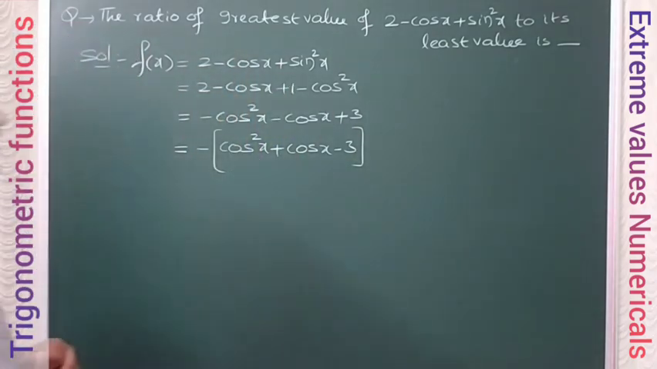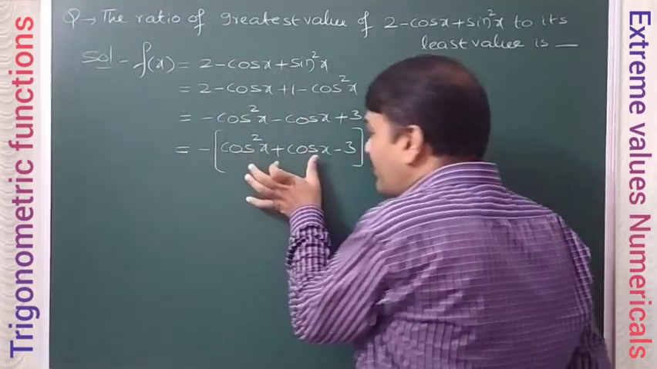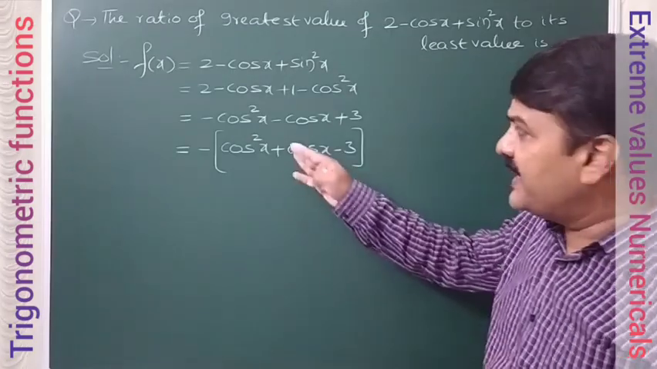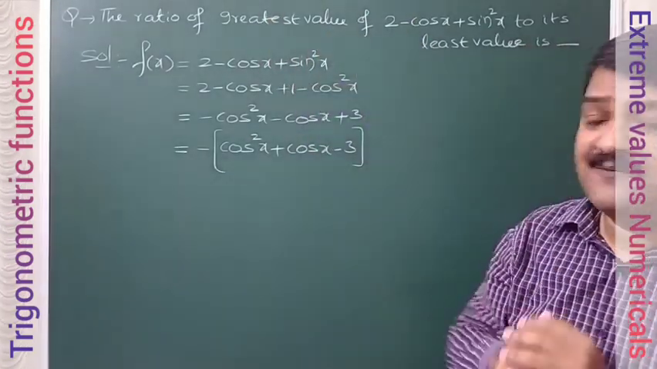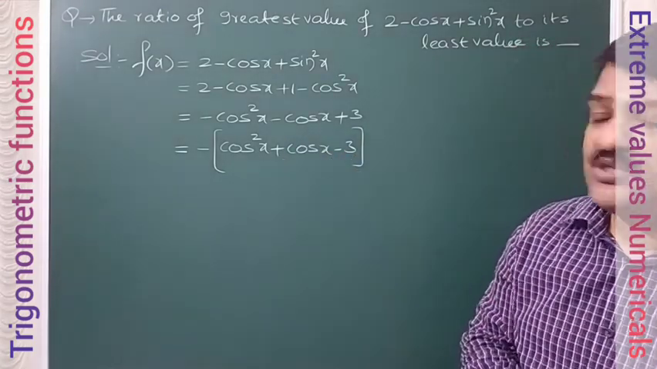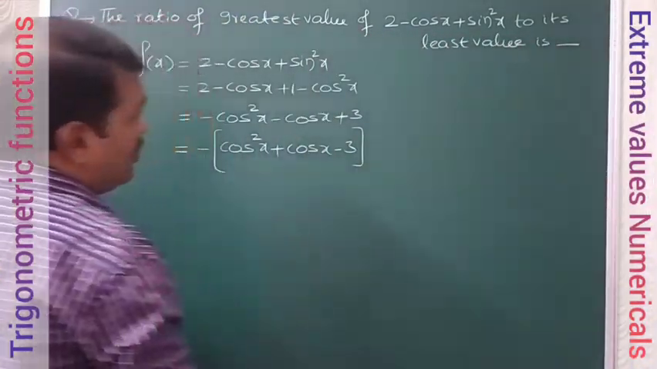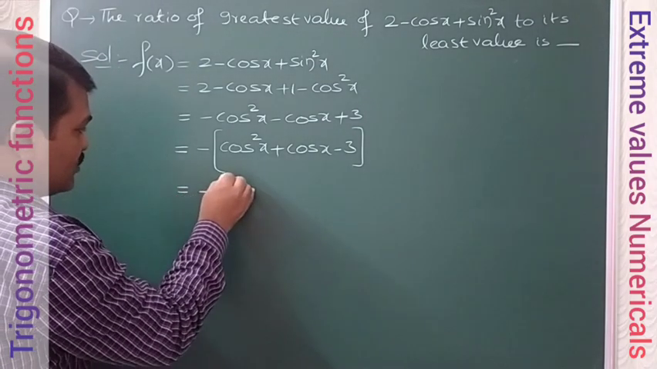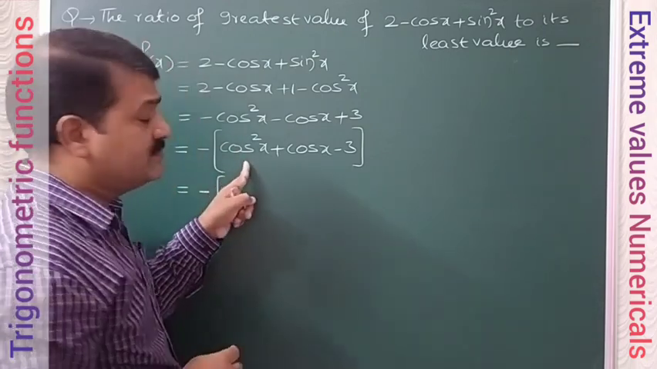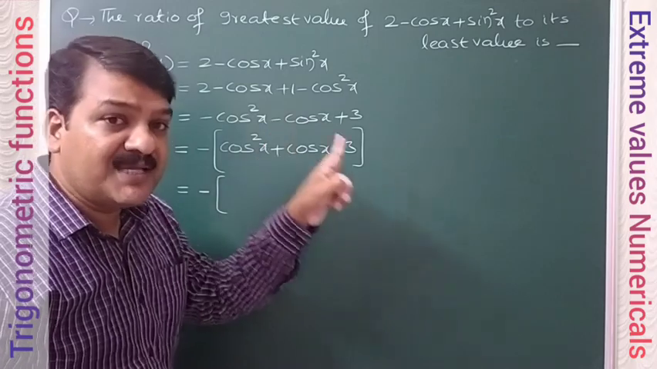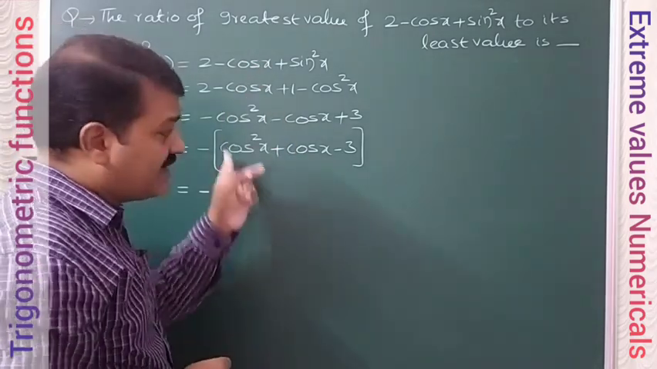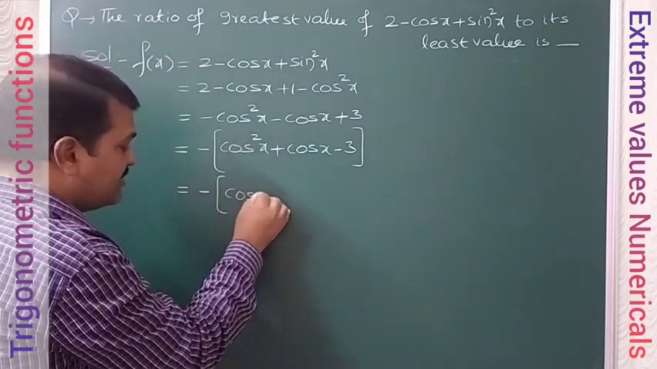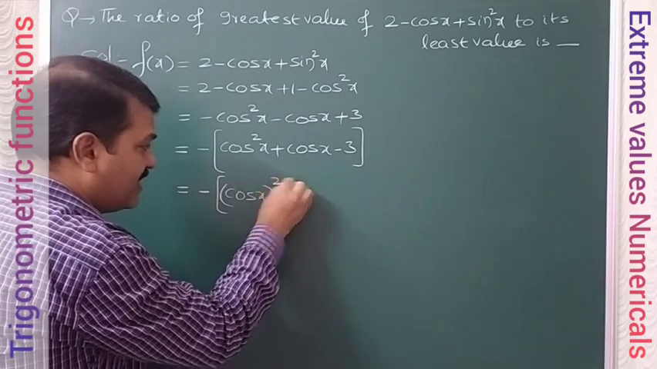Next, let us try to get this into a perfect square form, because whenever we convert into a perfect square, writing the extreme values will be very easy. So let us try to get the perfect square form here. To get it, we should try to get an a square plus 2ab plus b square model. So I will write cos square x as cos x whole square. So the a square term we got.